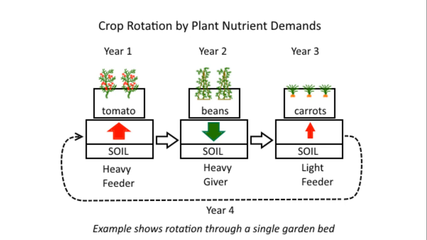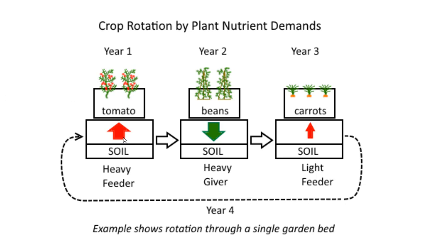Heavy givers. What are heavy givers? These are legumes: beans, peas, alfalfa, clover. These are all leguminous crops that are nitrogen fixing. These are your heavy givers. And then your light feeders are all of your root crops. So this includes carrots, rutabagas, parsnips, radishes, potatoes, onions, garlic. These are all light feeders.